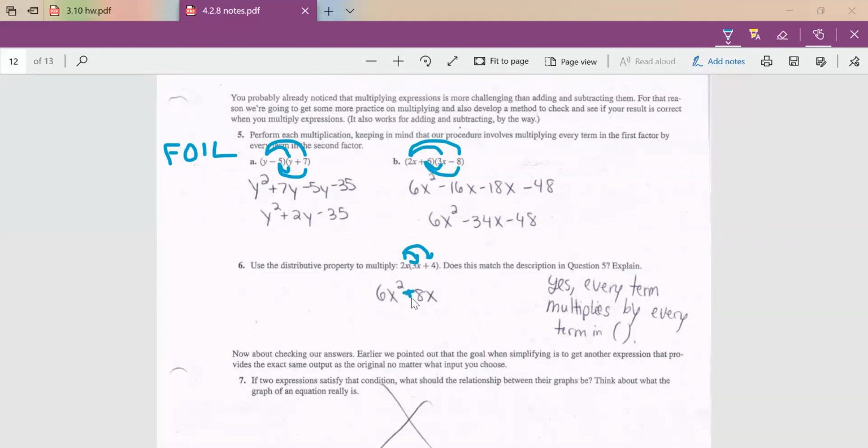And when you look, it says, does this match the description in question 5? Yes. Well, yes, it does, because you're multiplying each term by each term inside the parentheses. So even though this is only multiplying one term by the thing, we're still following the same procedure. It's just a lot less work. So yes, you're always going to be following the same procedure. In this case, I don't have a binomial to multiply the second one, so we're just distributing one thing, but it's basically the same procedure. FOIL is just something to help you if it's a binomial times a binomial.